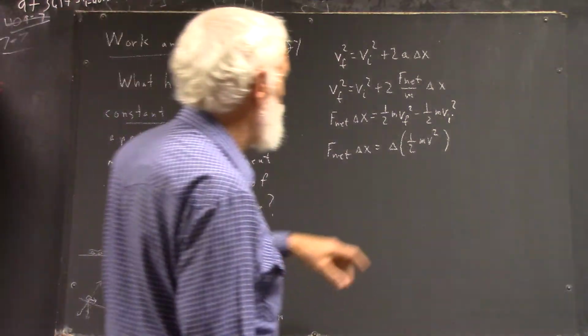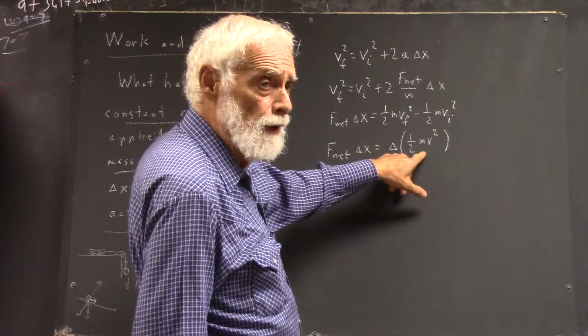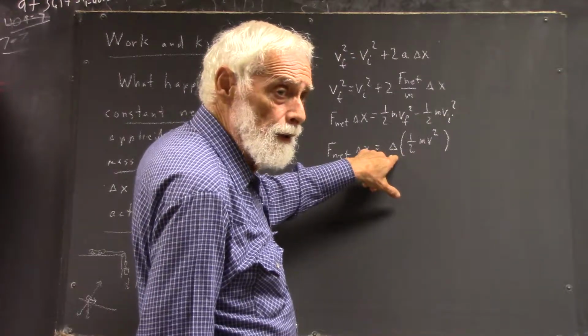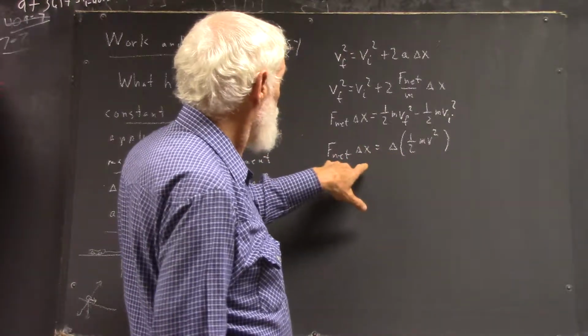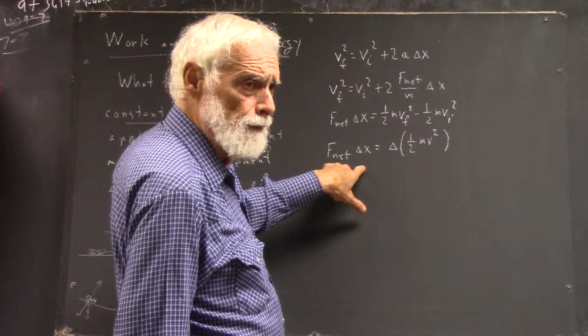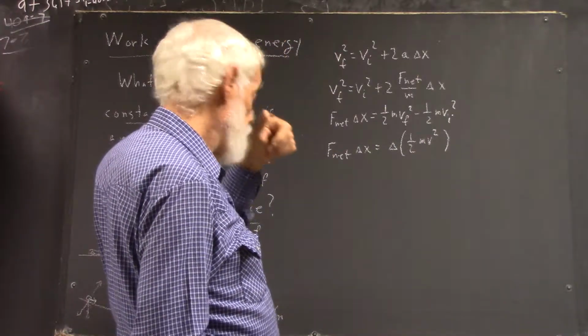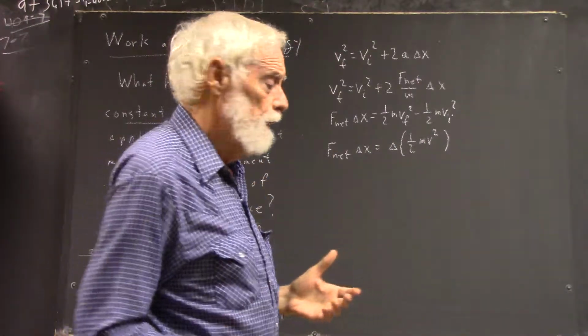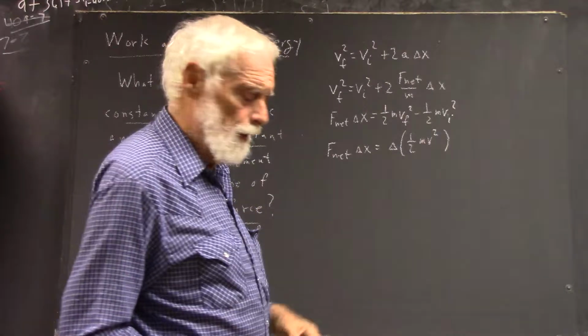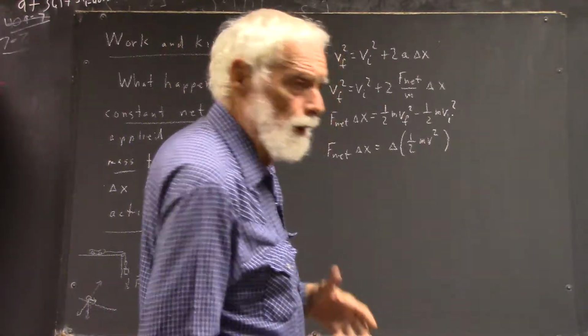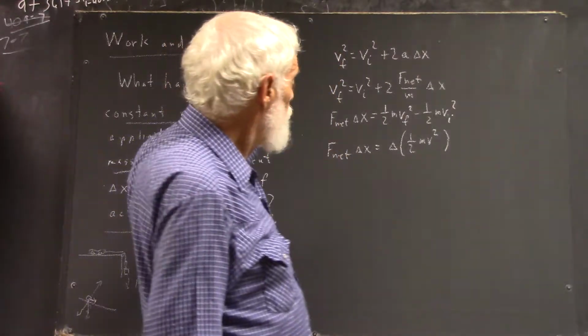So you have this quantity 1/2 mv squared that changes in a way that's always equal to F net delta x. And that's kind of handy. That's kind of an important idea. Newton didn't have that idea, I don't think. At least he never told me about it if he did.